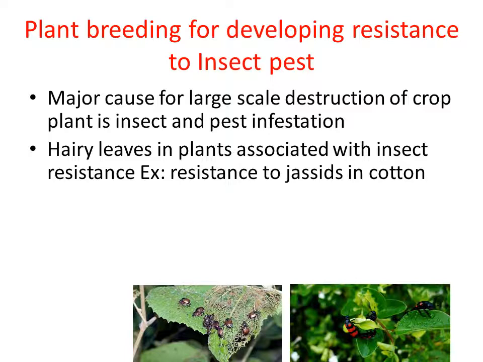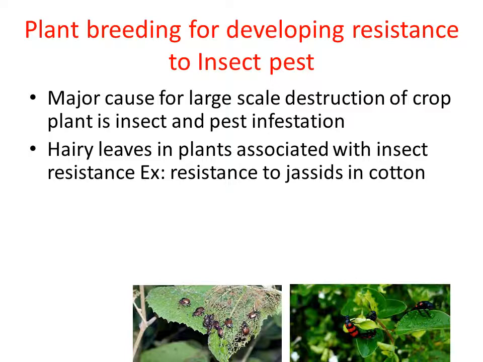So the best example is the cotton plant. Have you seen the cotton plant? On the surface of the leaf we can see a small hairy structure, right? This character actually gives resistance to the plant against the jassids. Jassids are nothing but insects. They are small leaf hoppers, right? When their number is high, they feed on the leaf and damage the crop plant, right?